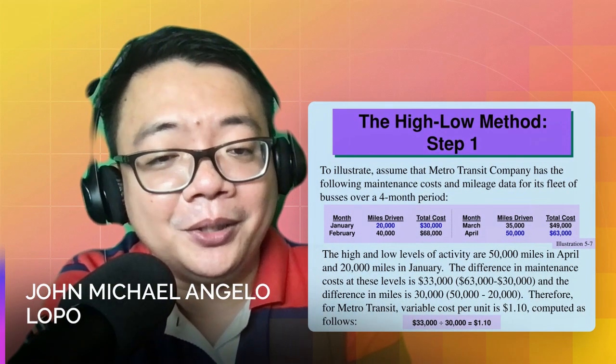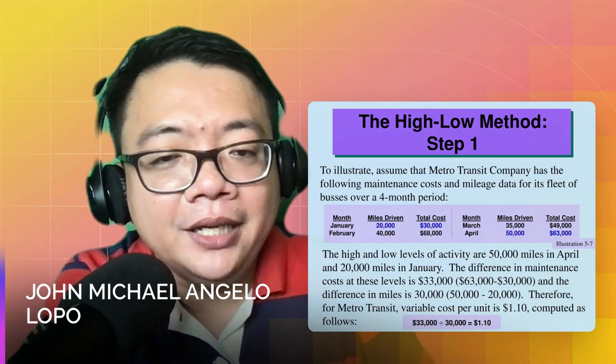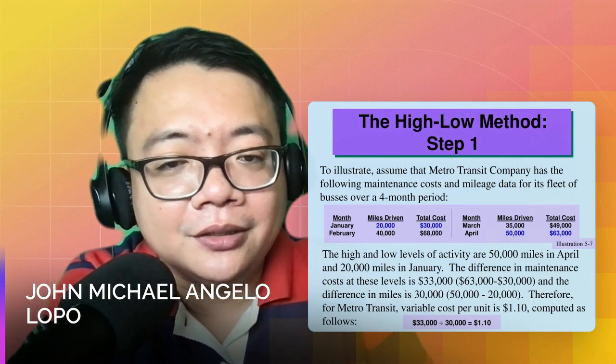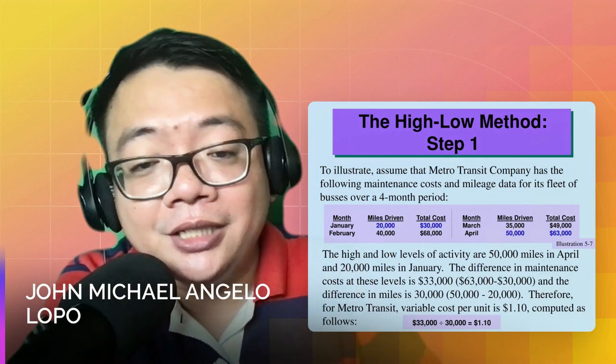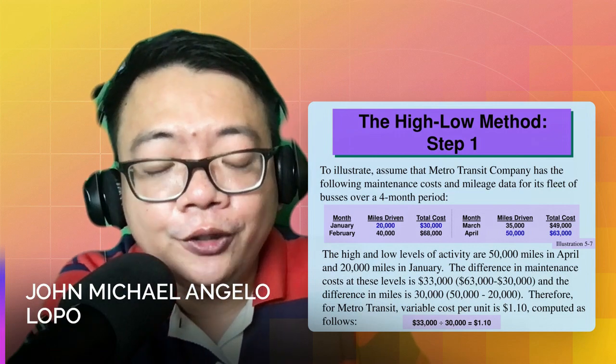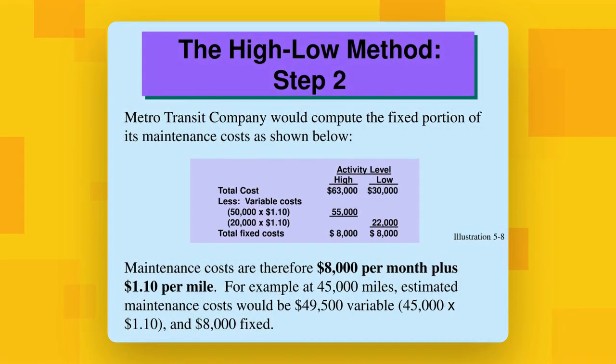Hopefully, class, you understood, okay? Maybe what you did there was 68,000 minus 30,000 divided by 50 minus 20. You are wrong there, particularly in computing your fixed cost. Surely it won't balance, because when you compute your fixed cost, that's how you check. So what would be your total fixed cost?